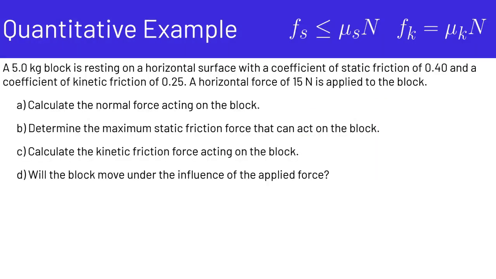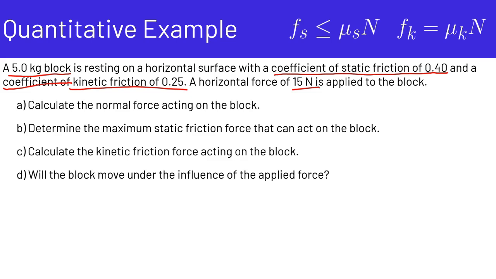Okay, let's look at a quantitative example on how to solve friction problems. A 5 kilogram block is resting on a horizontal surface with a coefficient of static friction of 0.4 and a coefficient of kinetic friction of 0.25. A horizontal force of 15 newtons is applied to the block. We want to, A, calculate the normal force acting on the block, B, determine the maximum static friction force that can act on the block, C, calculate the kinetic friction force acting on the block, and then D, determine whether the block will move under the influence of the applied force.